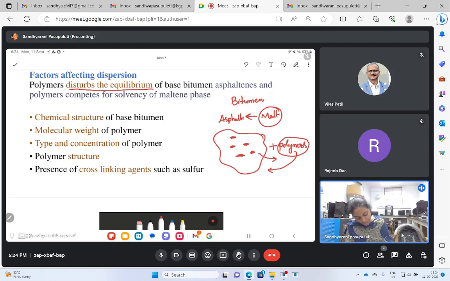The chemical structure of the base bitumen needs to be understood. What is the ratio of maltene and asphaltene fractions that needs to be understood, and also the molecular weight of the polymer that we are going to add, and the type and concentration. How much polymer should I add so that it does not disturb the dispersing property of the asphaltenes, and what is the structure of the polymer? Is it going to affect the existing structure or the stability of the base bitumen, and also the presence of cross-linking agents such as sulfur.